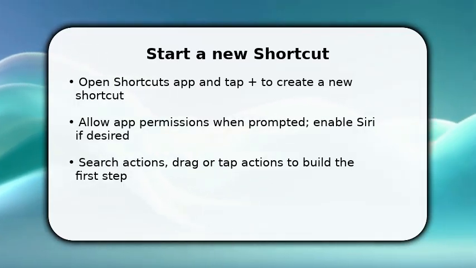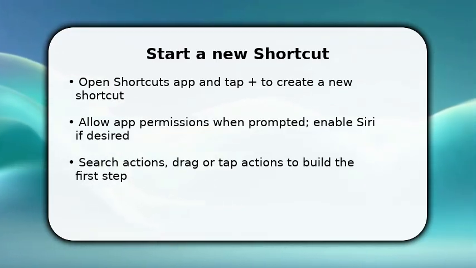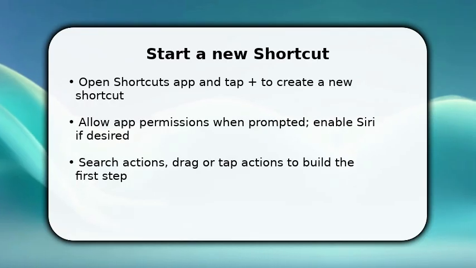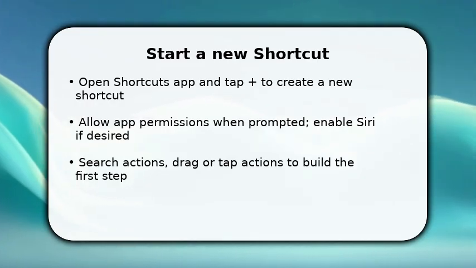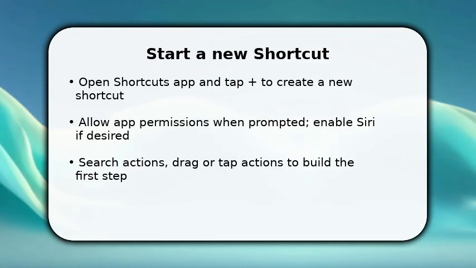Now search for an action, for example, open app or get current date, and tap it to add. Once added, adjust the action's parameters right away. This prevents backtracking later and starts the flow you'll expand in the next steps.